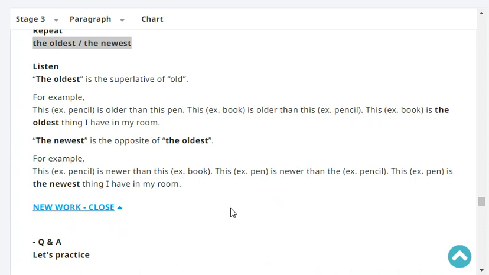The oldest is the superlative of old. It means very old. For example, this pencil is older than this pen. And this pen is older than this book. So this pencil is the oldest thing I have in my hand. The newest is the opposite of the oldest. For example, this pen is newer than this pencil, but this book is newer than this pen.